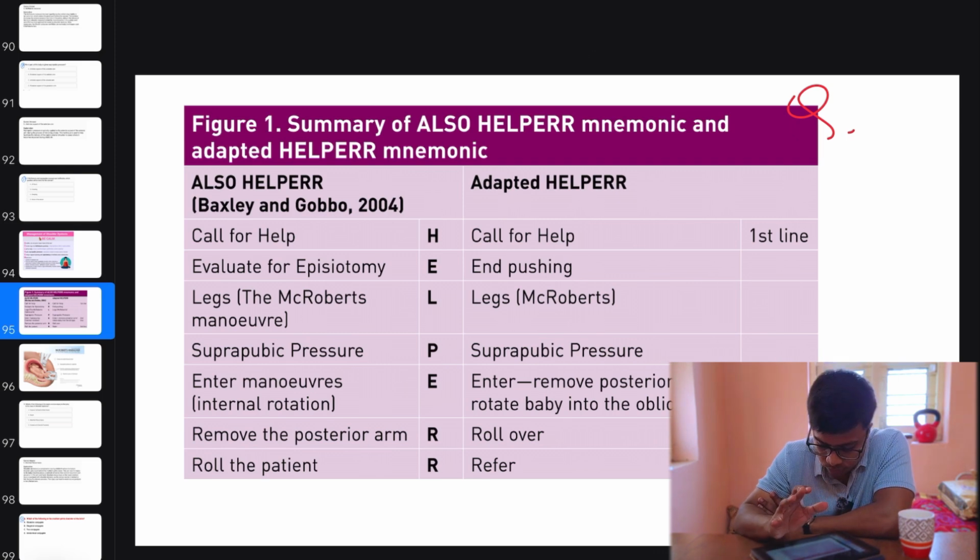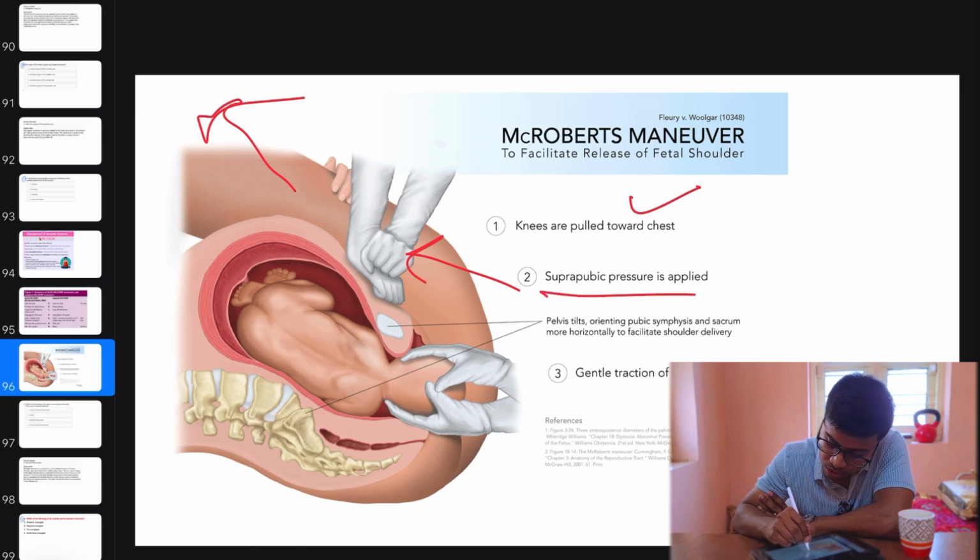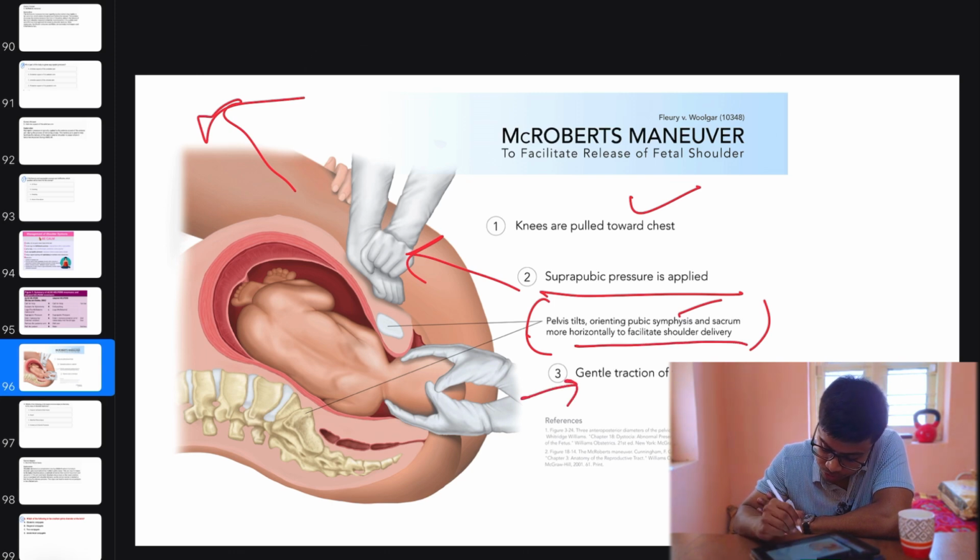Mnemonic. I am not good with mnemonics, but still I have given that. I never learned this because I diagnose the case and go according to my instinct. So this is the McRoberts maneuver. Knee pulled towards the chest. Suprapubic pressure is applied. Then the pelvis is tilted, orienting the pubic symphysis and sacrum more horizontally to facilitate shoulder delivery. Then gentle traction of the head should be done.